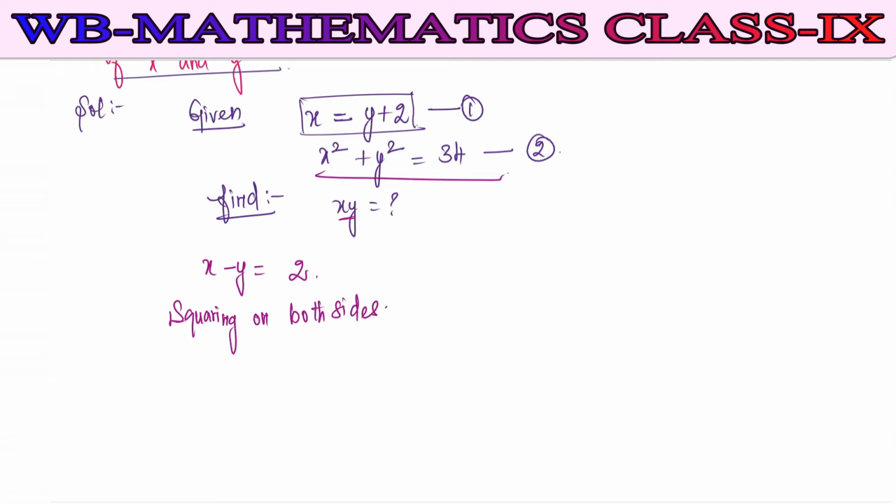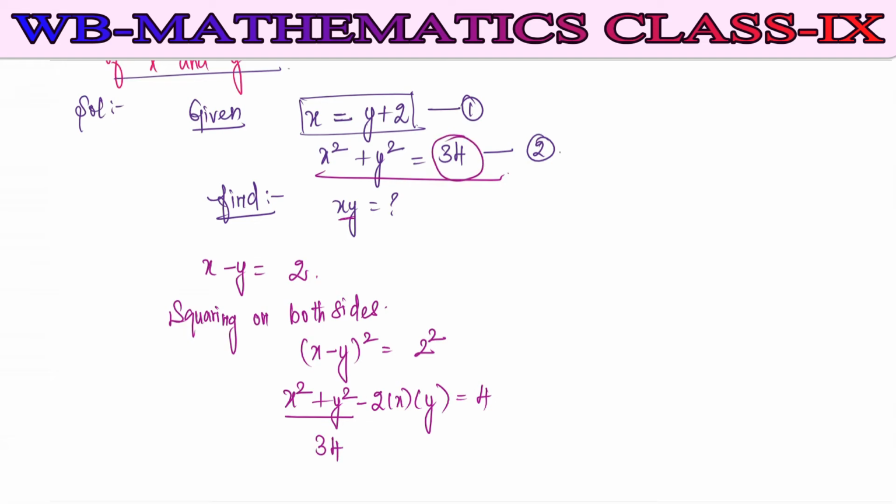When you take squaring on both sides, we get x minus y whole square is equal to 2 square. The formula a minus b whole square is a square plus b square minus 2ab. Here a is x and b is y, and 2 square is 4. So x square plus y square, the value is 34. So I can write here 34 minus 2xy is equal to 4.